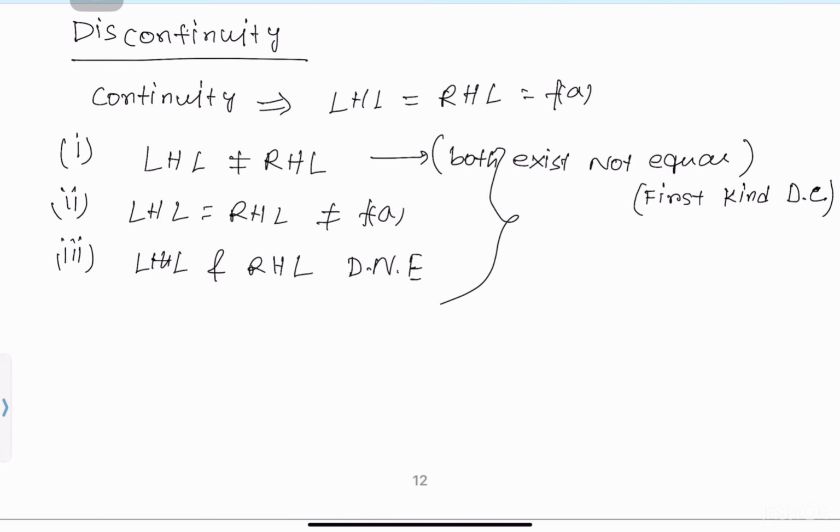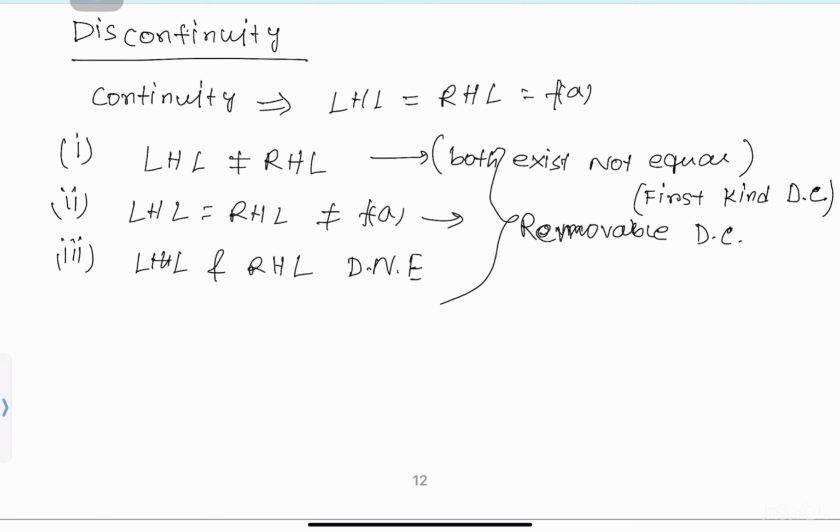Second point: it says that the left hand limit and right hand limit both are equal. That means both are finite numbers and equal, but not equal to f of a. This case is called removable discontinuity. Why removable discontinuity?